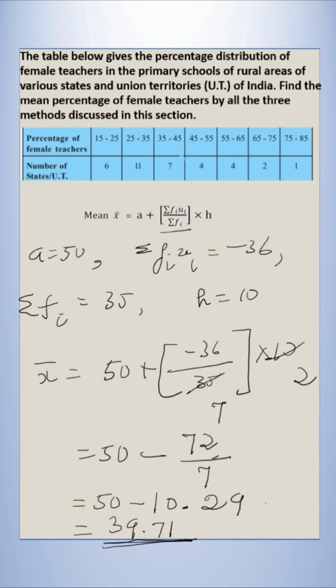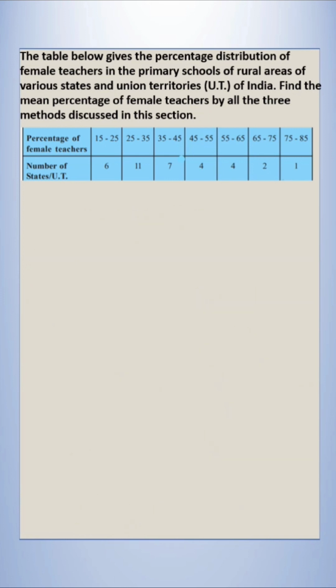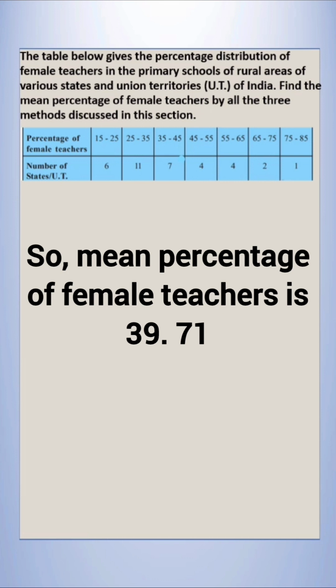When the choice is yours, observe the numbers carefully, f and xi. If they are too big, then adopt the step deviation method. It will be easier. If they are small, then adopt the direct method. The answer will be the same in all methods. You need not worry. So the mean percentage of female teachers is 39.71.